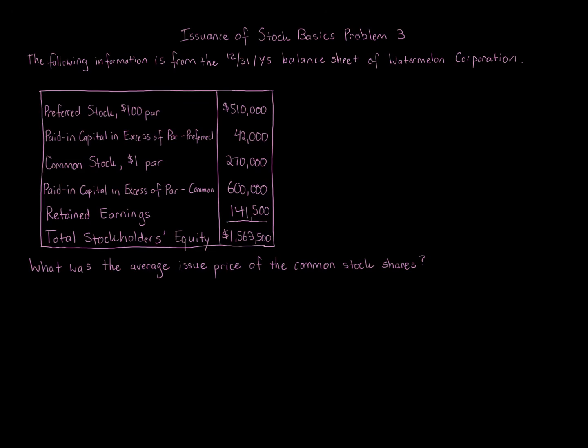Issuance of Stock Basics, Problem 3. The following information is from the December 31st Year 5 balance sheet of Watermelon Corporation. Preferred stock $100 par, $510,000. Paid in capital in excess of par preferred, $42,000. Common stock $1 par, $270,000. Paid in capital in excess of par common, $600,000.